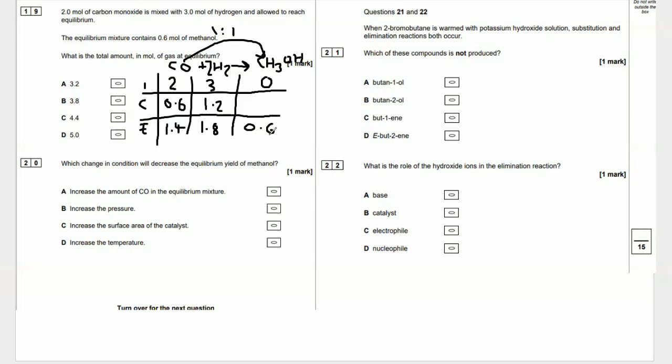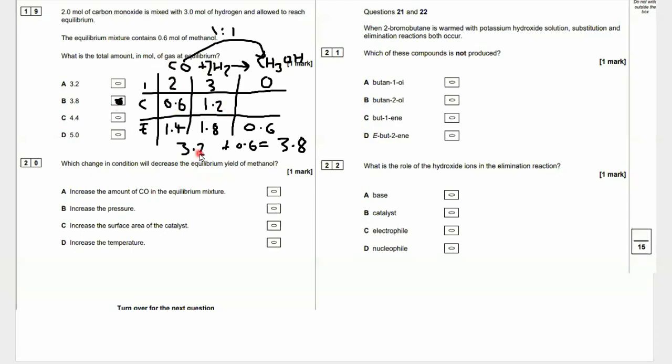So at equilibrium, I have 1.4 and 1.8 is 3.2, plus 0.6. I should have 3.8 moles. And the answer is B. Booyaka. Right, going a bit crazy now. Question 20. Which change in condition will decrease the equilibrium yield of methanol?